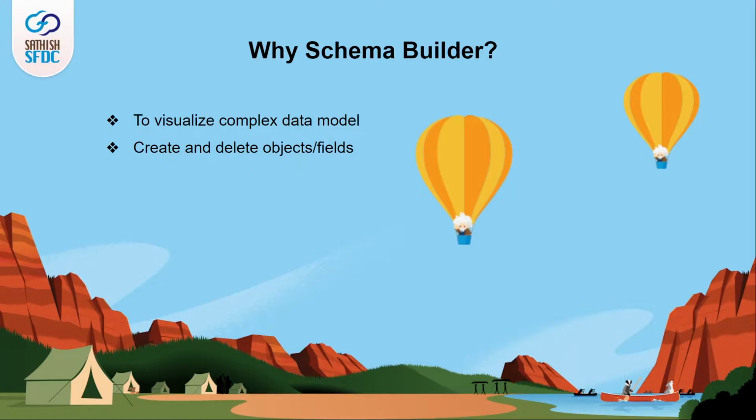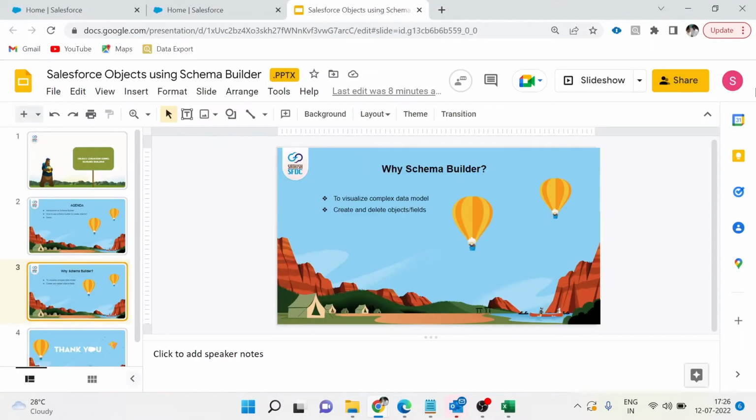Schema Builder is a wide concept to do many operations in the data model. We can create custom objects and custom fields as well. We will see about Schema Builder in detail in our upcoming videos. Now we go and see a demo of creating a custom object in Schema Builder. Let's go to the demo.